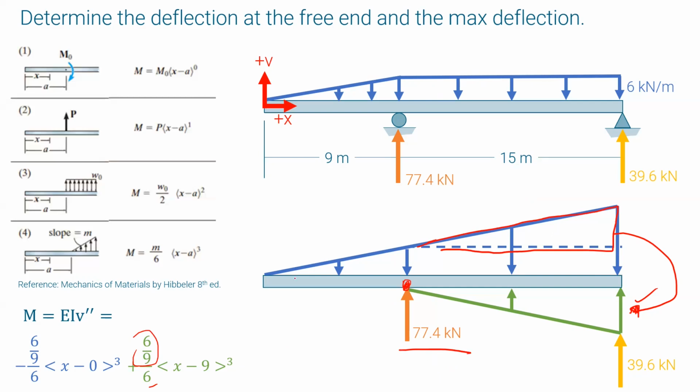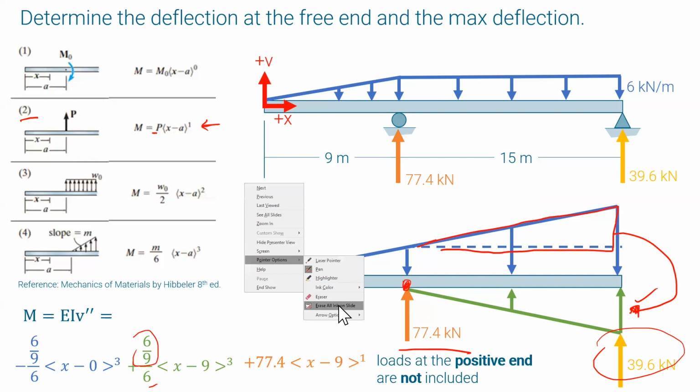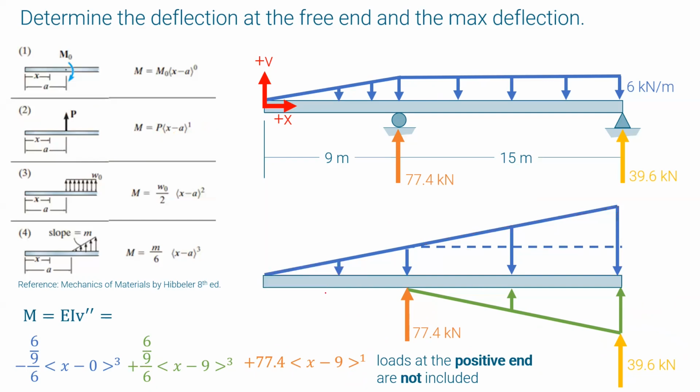Tapos, for the 77.4, gagamitin natin is itong number 2. Okay? Point of application is a. Tapos this is an upwards loading. So this is the term that we want. So 77.4, which is P, x bracket x minus 9 raised to 1. Tapos ito yung tatandaan nyo, yung mga loading na nandun sa positive end, katulad na lamang ng 39.6, hindi siya isasama doon sa function. So that is our moment function. So that's M equals EI v double prime is equal to this.